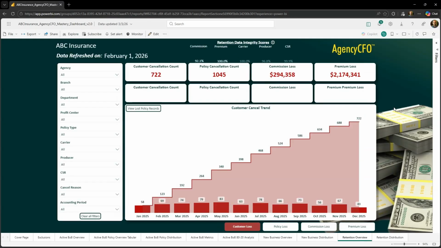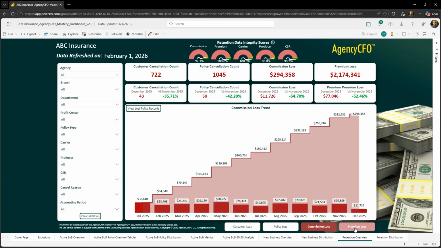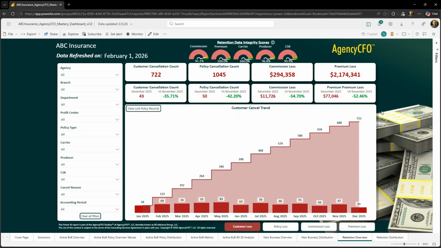And as we define retention in this version of the dashboard, we're defining it via cancellations. So what we are looking at here are policies that have been canceled. They're lost for various reasons. These are policies that did not renew. So we can see by customer, the policy, the commission amount and premium amount of cancellations over a 12-month period. And again, you'll notice that the data integrity scores have changed slightly, but again, are indicative of good data here, of understanding how much business is leaving us out the back door.